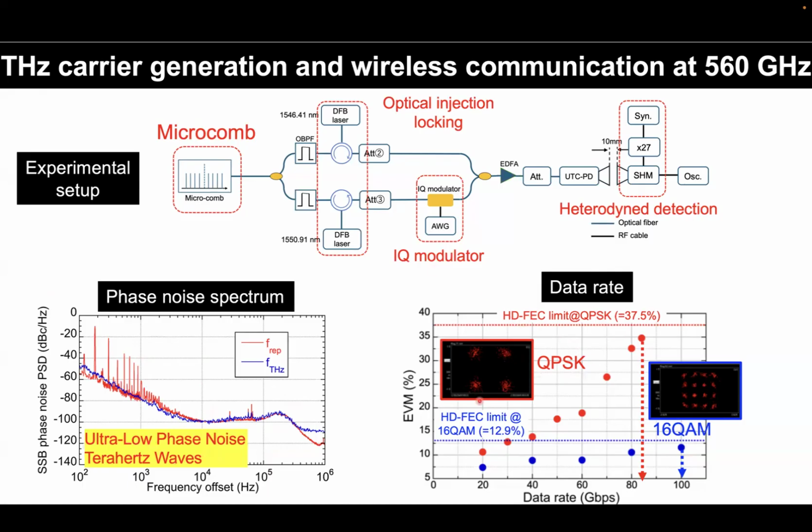Lower right shows a relation between the data rate and the EVM, which is a quality factor of data transfer. So we achieve error-free transmission up to 84 Gbps with QPSK and 100 Gbps with 16QAM. So this marks a world record in this frequency band. This demonstrated the strong potential of the microcomb for the future photonic 6G.